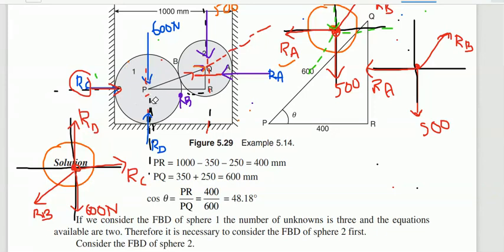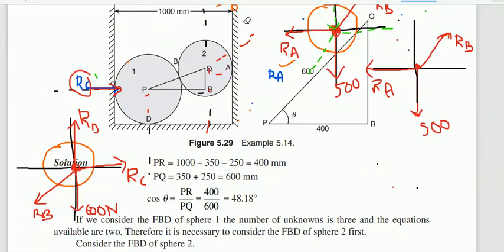Sometimes they will give the inclination, but in this problem it is not given here. So you need to find out the inclination. In order to find it, you just see the figure; I am going to explain. Here all the forces, horizontal and vertical forces, are there, but RB is an inclined force. We need to find out the inclination of RB.